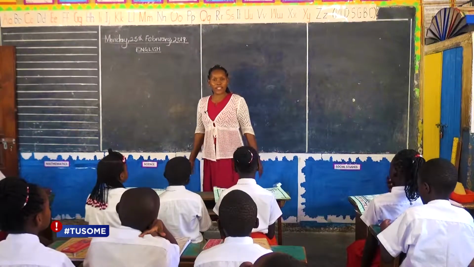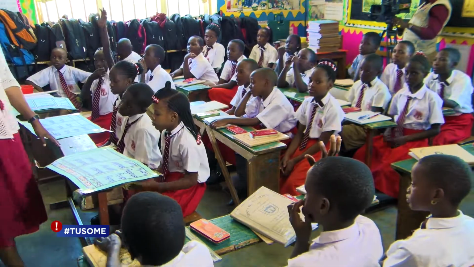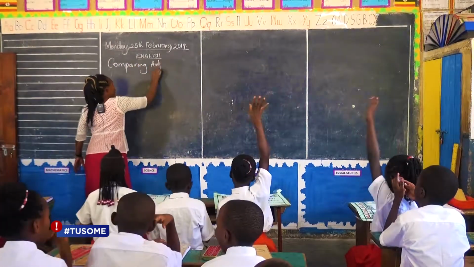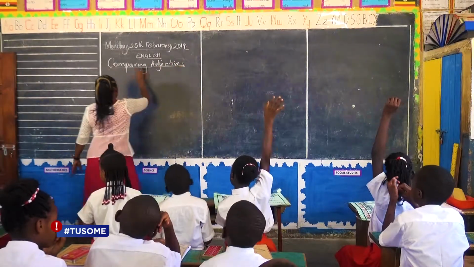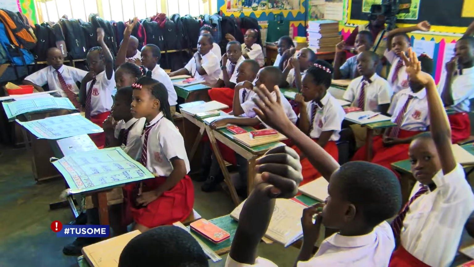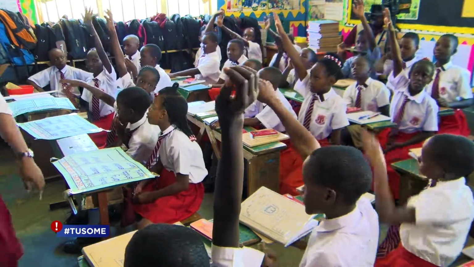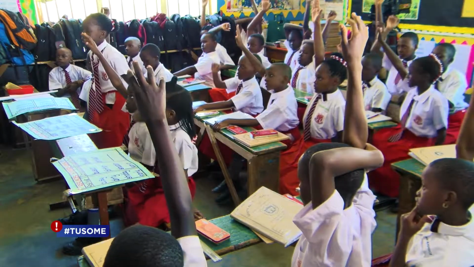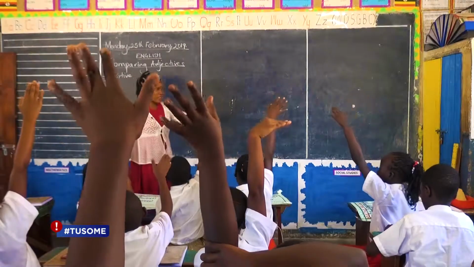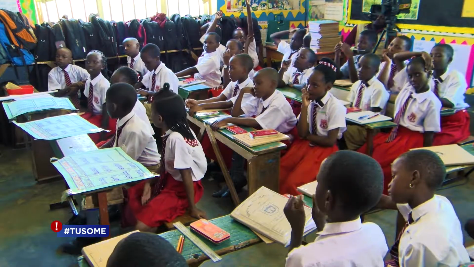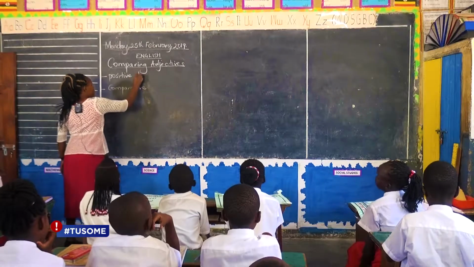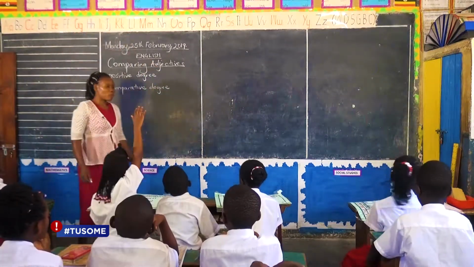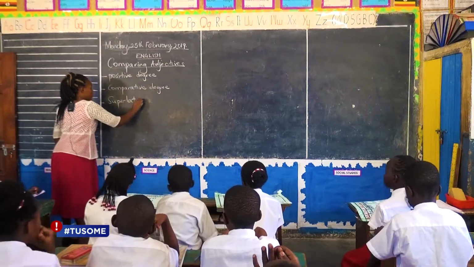These adjectives are compared in 3 degrees. The first one is positive. Then the comparative degree. Then the last one is the superlative degree. So we have the positive degree, the comparative degree, and the superlative degree.